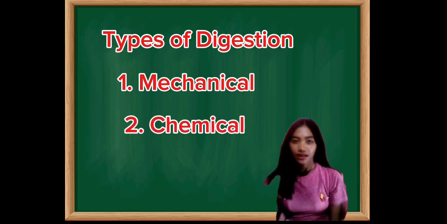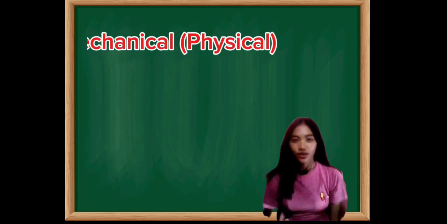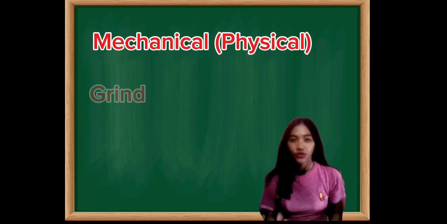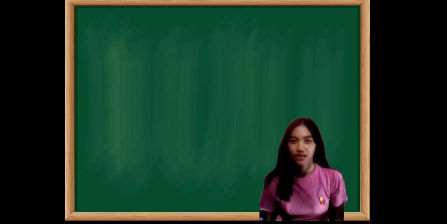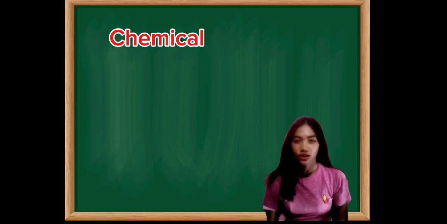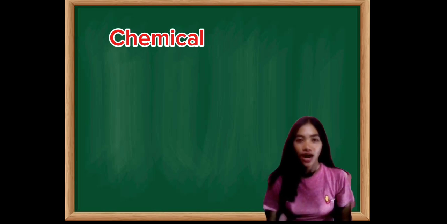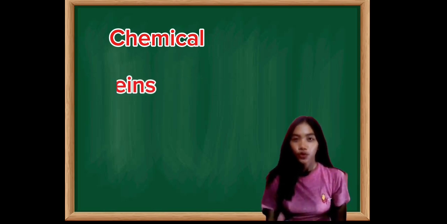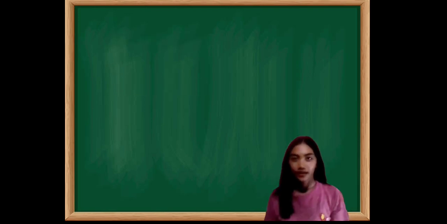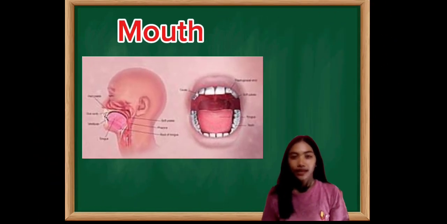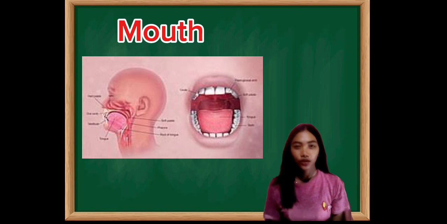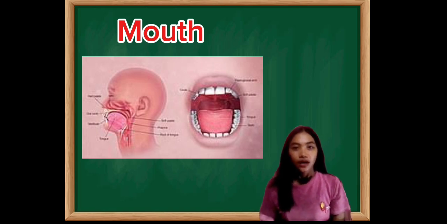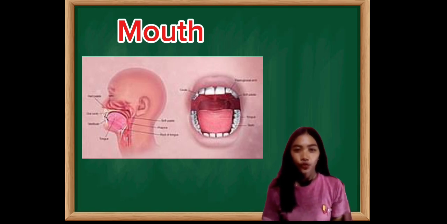Mechanical digestion includes chewing, tearing, grinding, mashing, and mixing. In chemical digestion, enzymatic reactions improve digestion of carbohydrates, protein, and lipids. The mouth mechanically breaks down food into a mixture. The tongue mixes food with saliva, which contains amylase that helps break down starch.